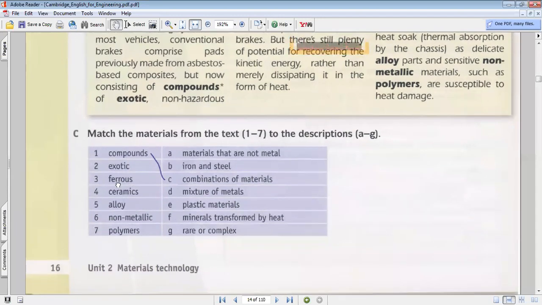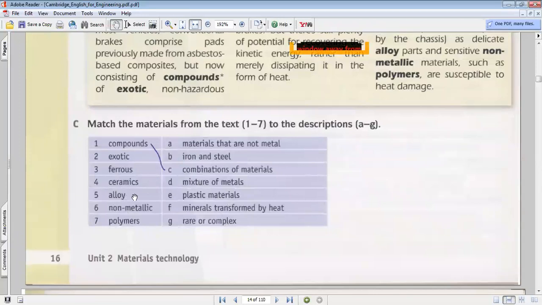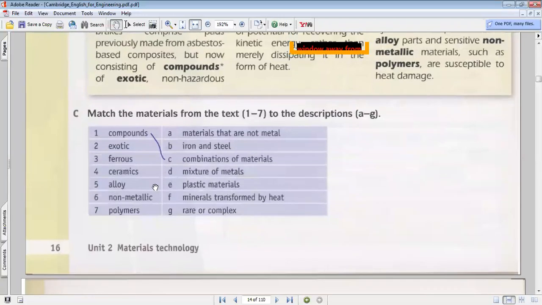The symbol for iron is Fe. So ferrous means related to or having iron. Yeah, which one means having iron? B, iron. Yes, iron, that's ferrous. Let's see ceramics. Ceramics, number 4. Minerals transformed by heat. The materials fused from sand and so on. Minerals transformed by heat. That's ceramics. Alloy, as I told you, a mixture of metals. Yes, alloy, which means number? D, mixture of metals.